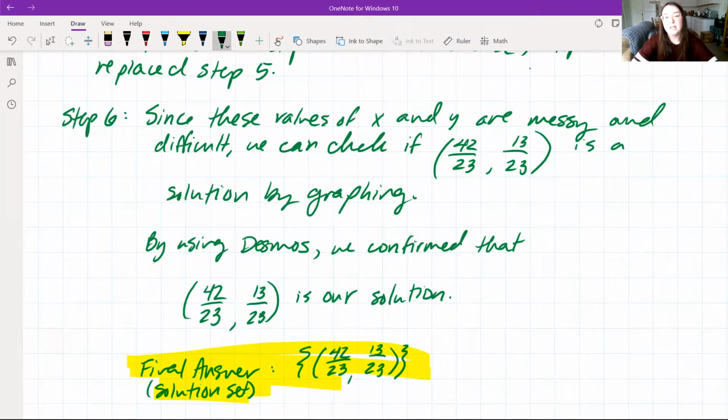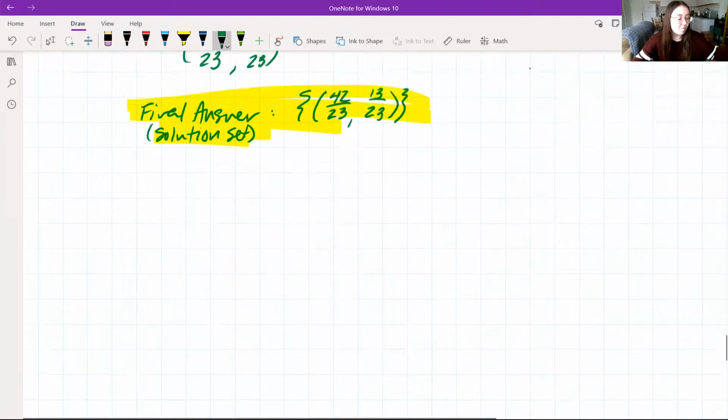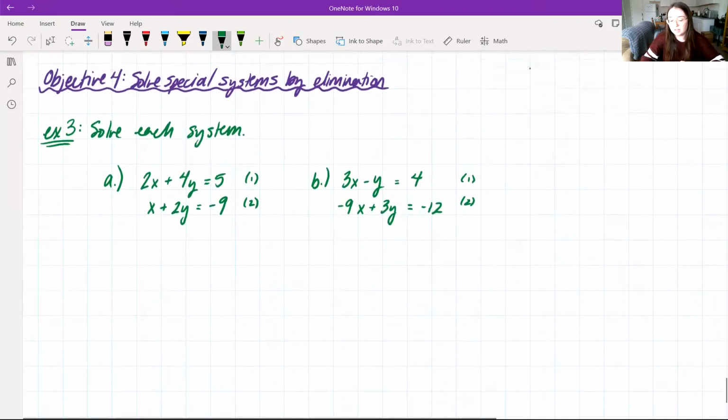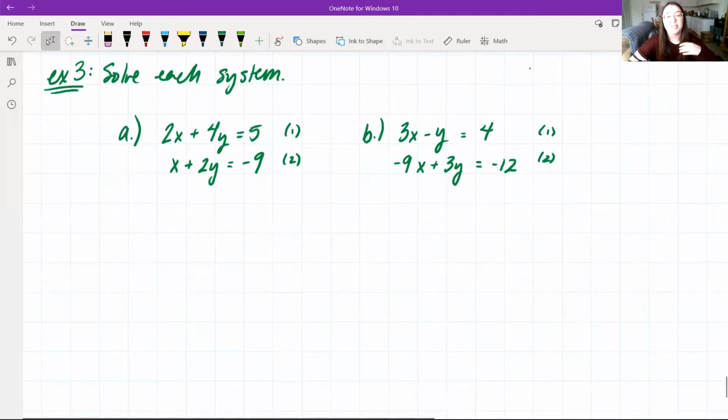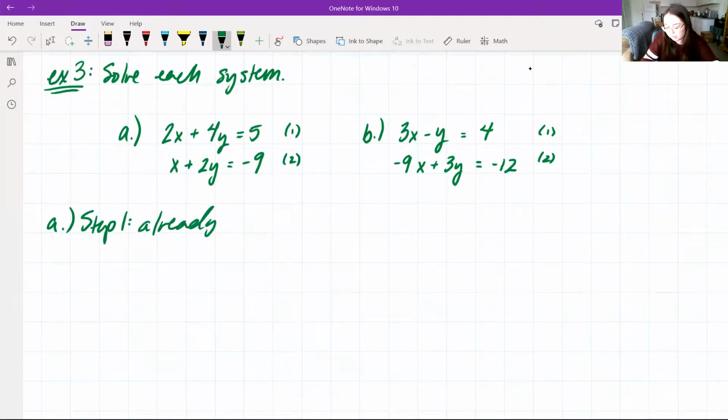So when using your elimination method, you can always use your elimination method twice if you end up with some value that would be difficult to plug back into your original equations. And then lastly, objective 4, we want to solve special systems by elimination. So example 3, we want to solve each system just as we did before. So starting with part A, step 1, already in standard form, so nothing to do there.